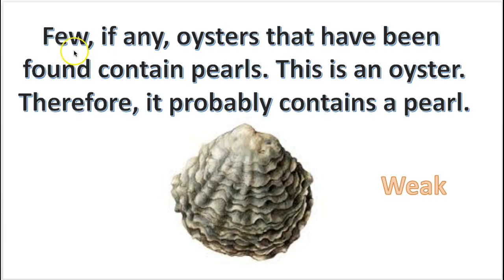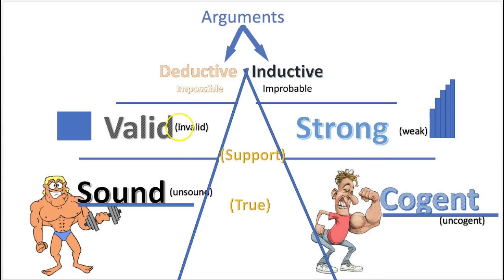Look at the premise. Few, if any, oysters that have been found contain a pearl. So that means few pearls in an oyster. And this is an oyster, so it should have probably not. But it says it probably does contain a pearl. It's a weak argument. Another thing to mention, just like deductive arguments, the strength of an argument does not matter if the premises are true.